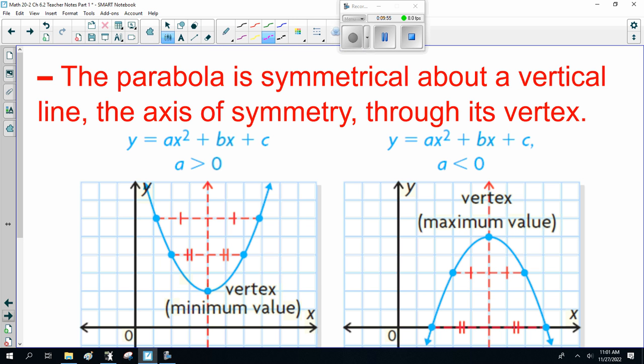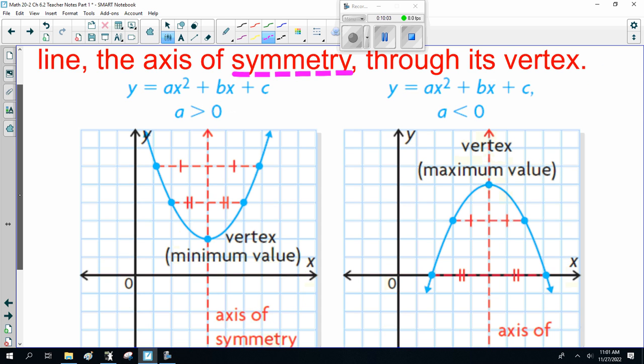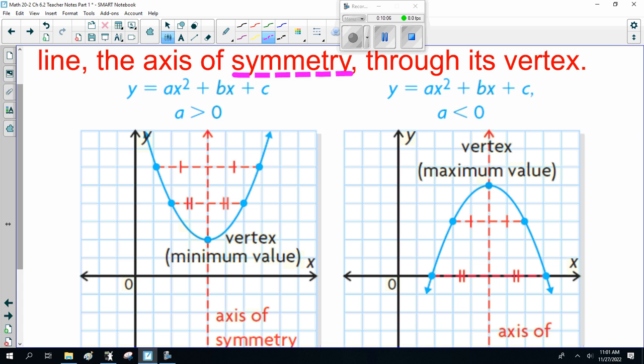The parabola is symmetrical around a vertical line, the axis of symmetry, through the vertex. Axis of symmetry. So here are a couple of graphs. You can see the vertex, minimum value, and the axis of symmetry straight up and down. And it's not a coincidence the vertex is on the axis of symmetry. So if you can find the vertex, you know the axis of symmetry. If you find the axis of symmetry, you can find the vertex. Okay?